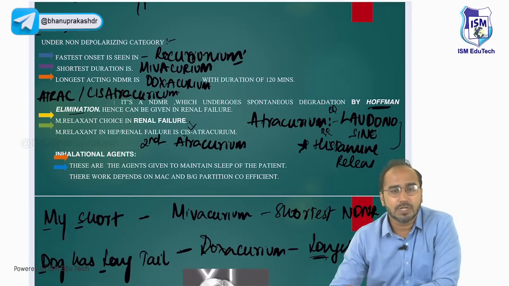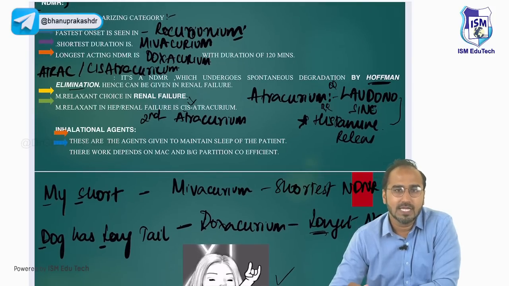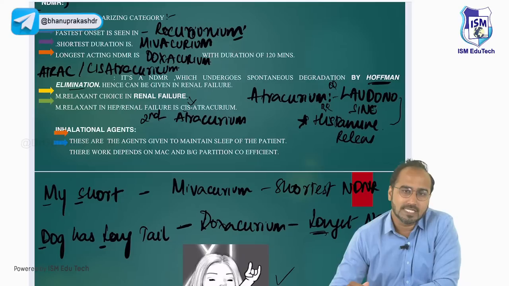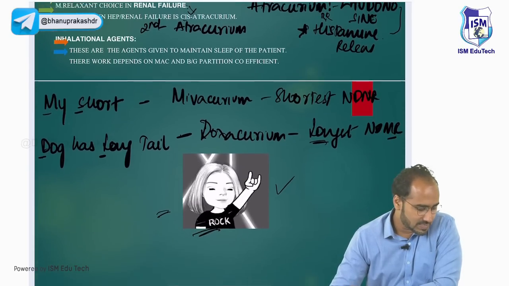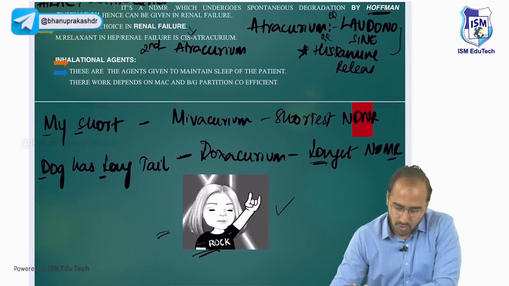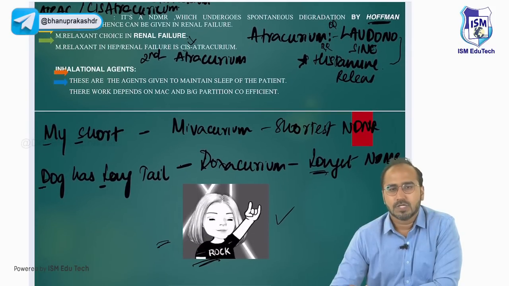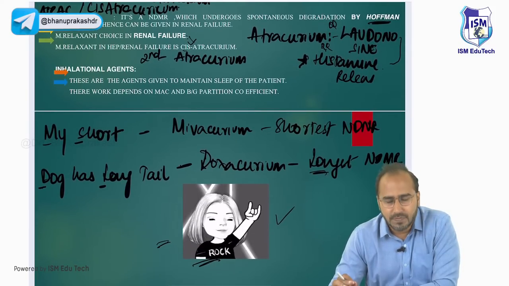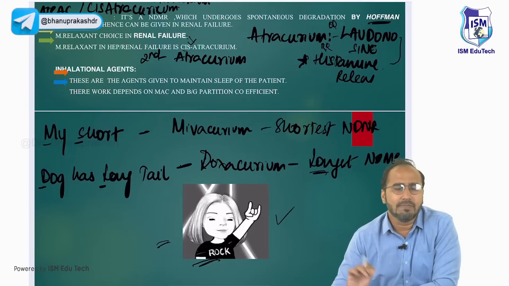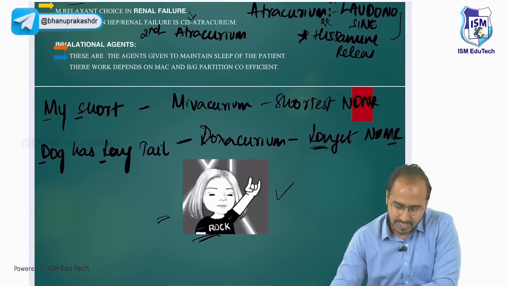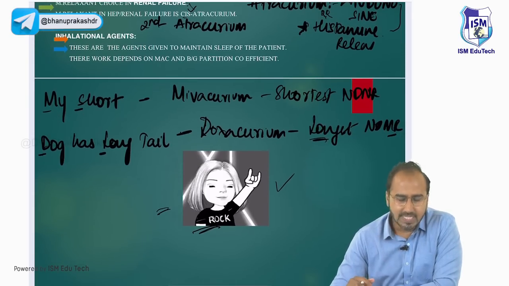Apart from that, I also told you there are two muscle relaxants that bypass the liver and kidney. What are the two muscle relaxants? Atrac and cisatrac. But which is better? Cisatracurium is better. So nowadays, the muscle relaxant of choice for hepatic and renal failure is always cisatracurium. Second best choice is atracurium. Okay. Is this clear, guys?